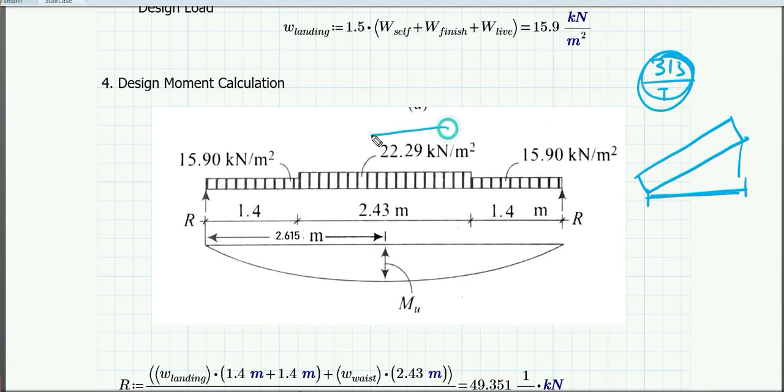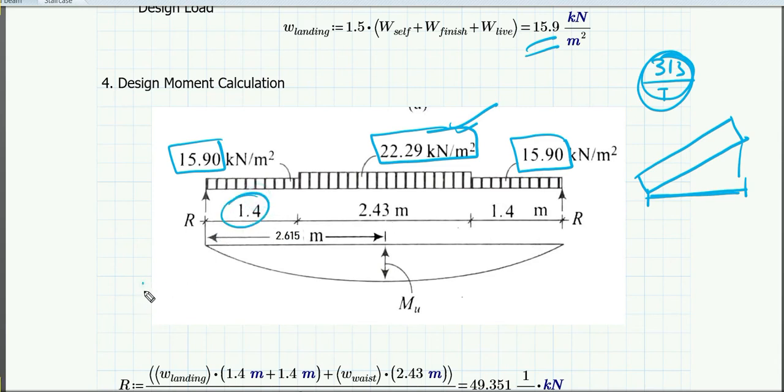So the load comes out to be 22.29 kilonewton per meter square in the going portion, and over the landing it is 15.9, and here also 15.9, and this is 1.4, this is 1.4. How is it 1.4?